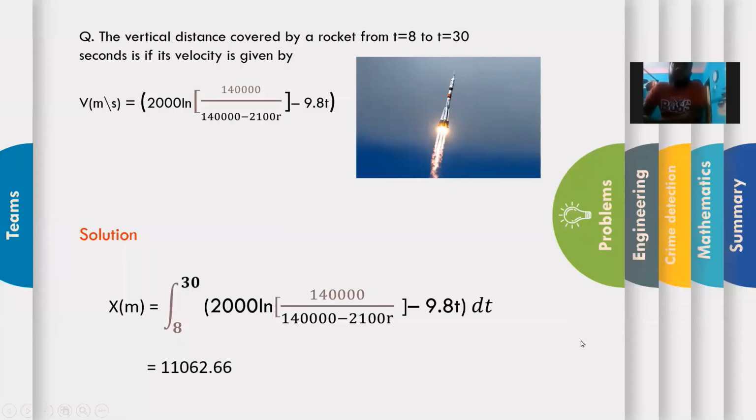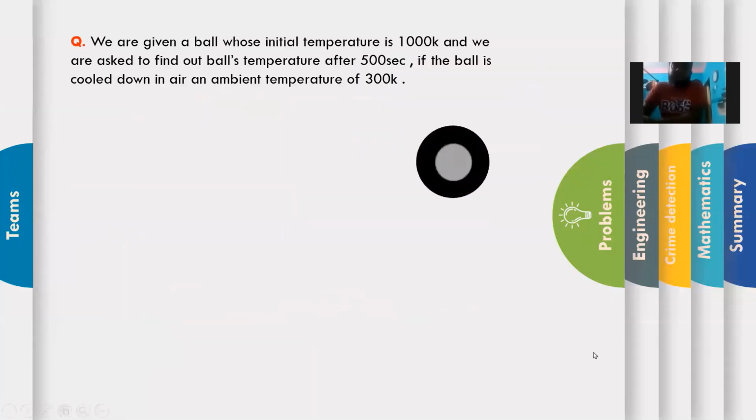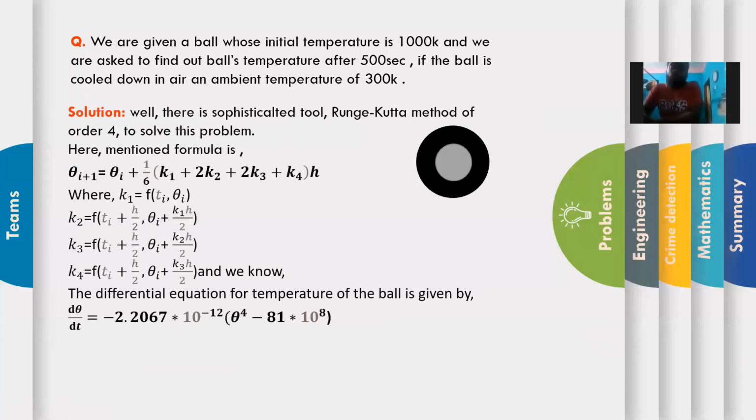And the next example is, you can see on the screen. We are given a ball whose initial temperature is 1000 Kelvin, and we are asked to find the ball's temperature after 500 seconds, if the ball is cooled down in air with an ambient temperature of 300 Kelvin. So we saw the solution.